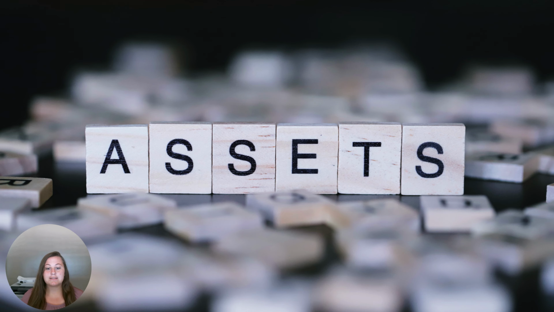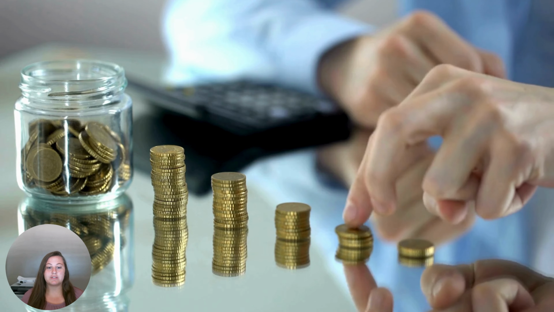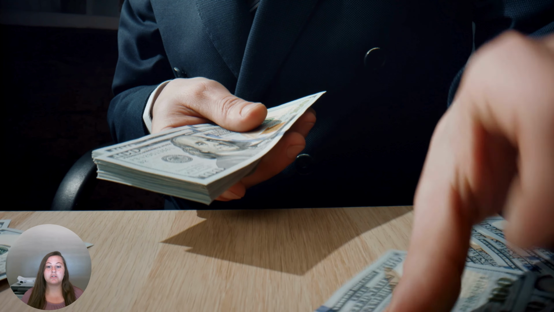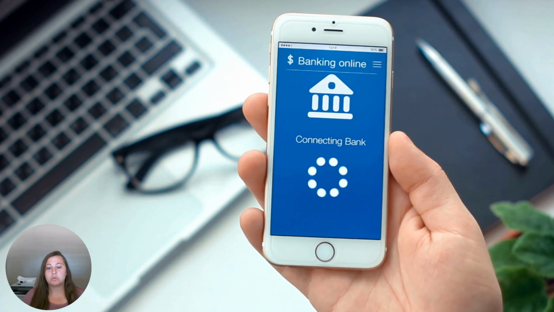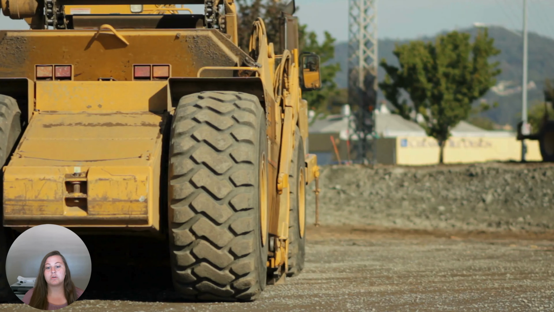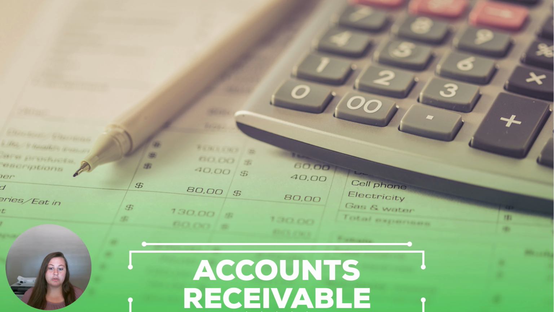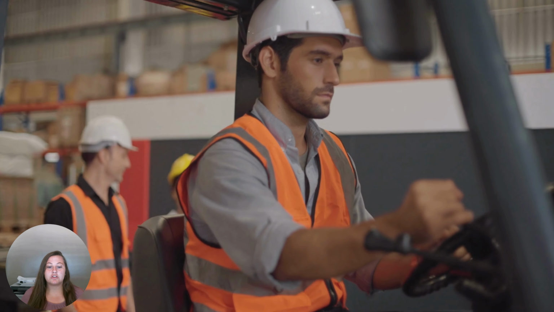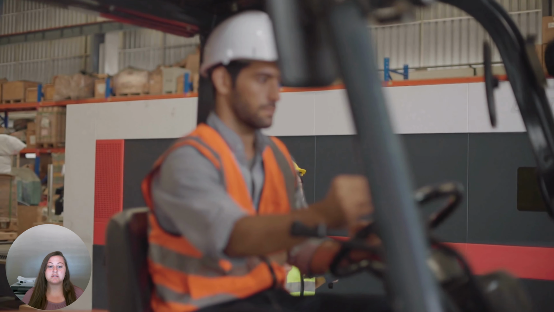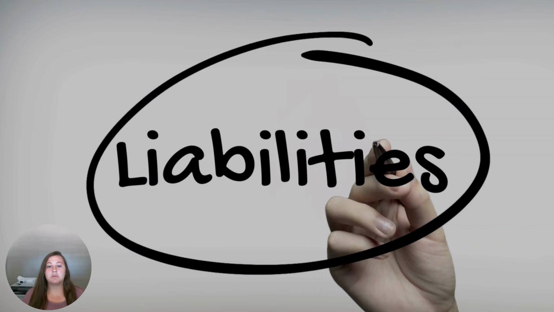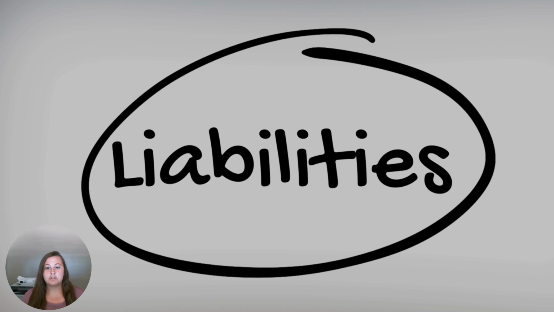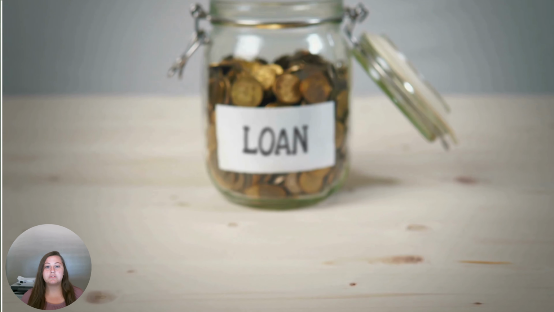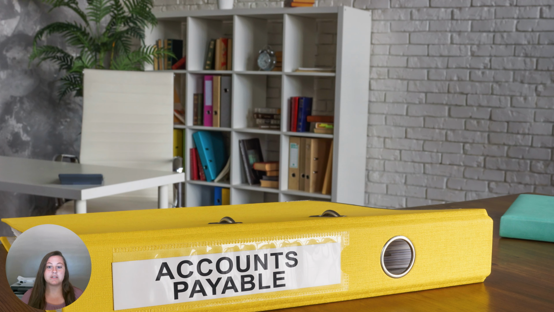Assets are things that the business owns or controls that has value. Examples include cash, bank accounts, equipment, vehicles, inventory, and accounts receivable. Simply put, assets are the resources a business uses to operate. Liabilities are what the business owes to others. So, for example, loans and credit cards and accounts payables and taxes owed. Liabilities represent the business's obligations.